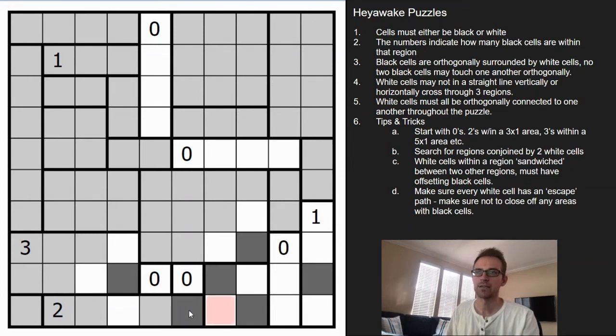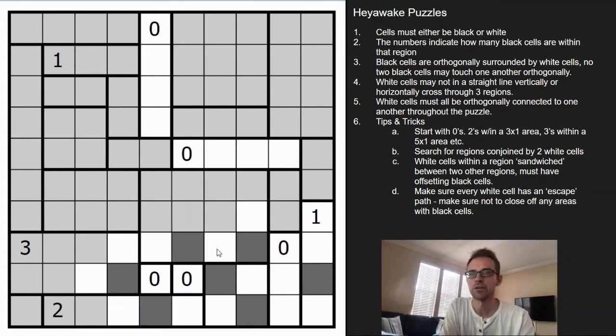If I were to put a black cell here, that would trap this white cell and it'd be isolated from the rest of the group. So in fact, we have to make this a white cell. And now it brings me back to my point earlier. Now we know this whole formation. So a white cell was here, so we go catty corner, that's a white cell. This is a black cell because of the three region rule. And this is a black cell because of the three region rule. So there we go, we've solved that.